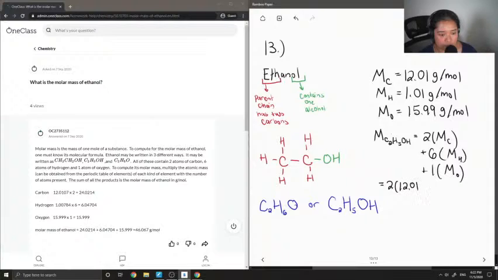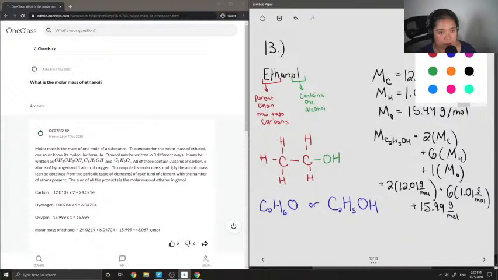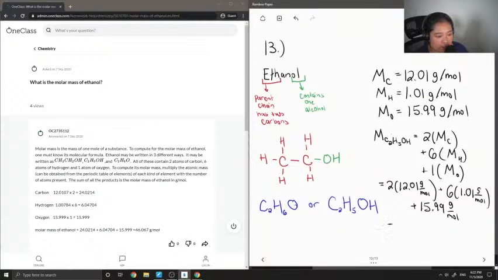2 times 12.01 grams per mole plus 6 times 1.01 grams per mole plus 15.99 grams per mole. So if we add all these values up, we end up with a total molar mass of 46.07 grams per mole.